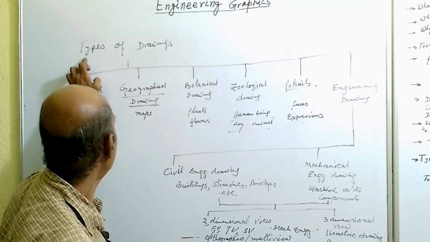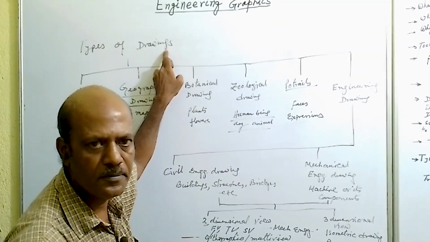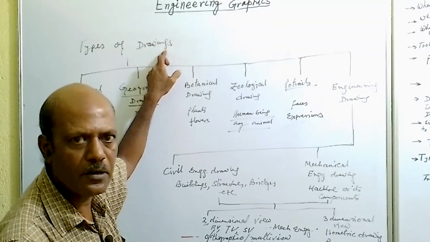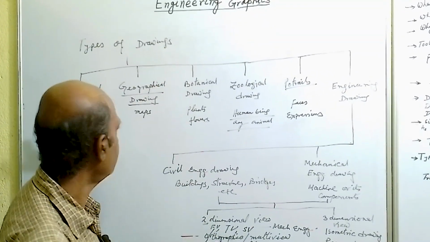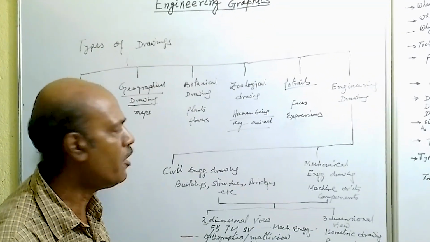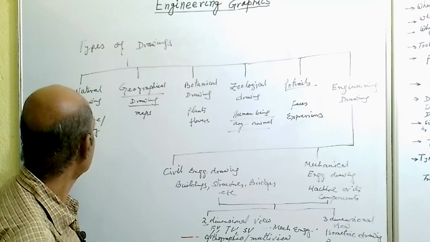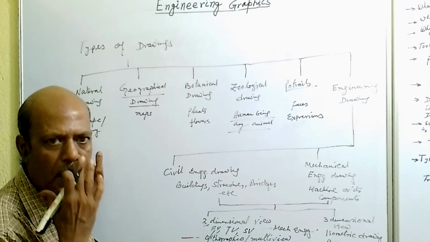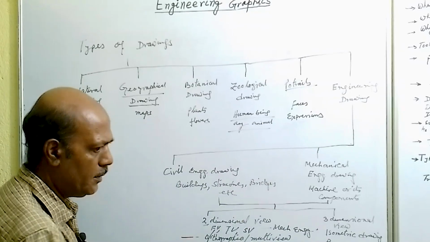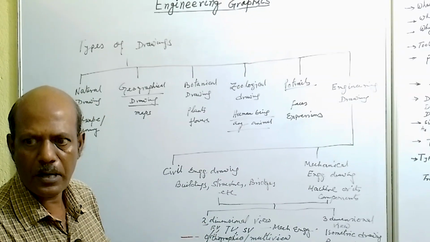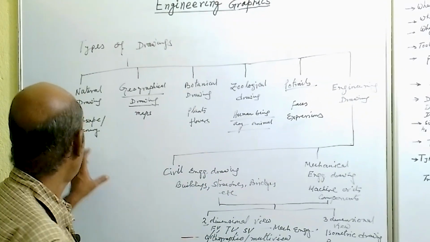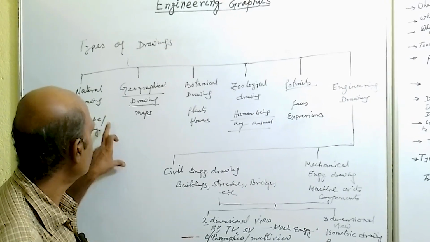So if we see again types of drawing. Other than engineering drawing, there are other kinds of drawing. First one is the natural drawing. The drawing of landscape and scenery, or the photograph of a particular area, is coming under the natural drawing.